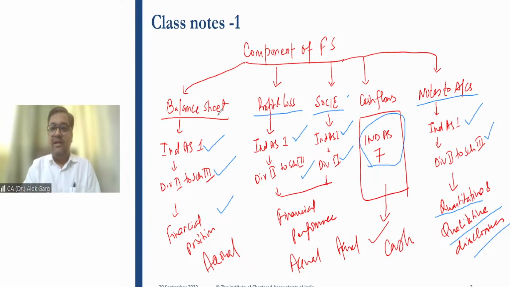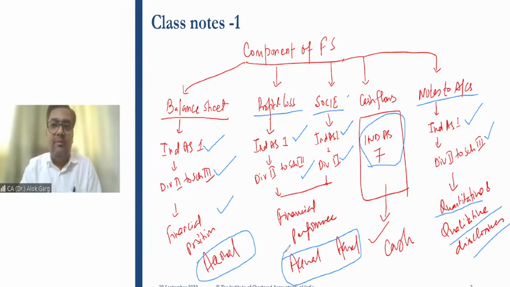Now let's talk about the key features of the financial statements. One key feature: the balance sheet is prepared on an accrual basis. The profit and loss statement and the statement of changes in equity are also prepared on an accrual basis. Notes to accounts are the elaborated disclosure of balance sheet items, P&L items and other items. So notes to accounts is not about recognition or measurement; it is more about disclosure.